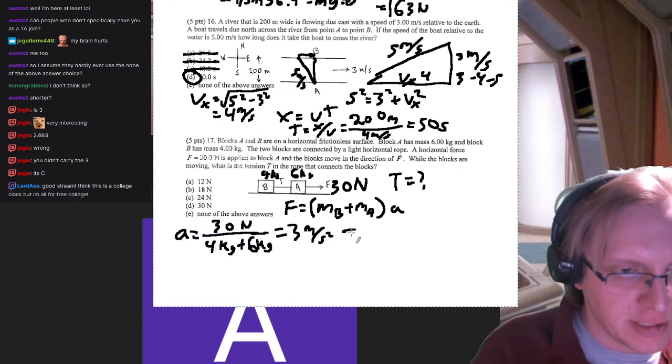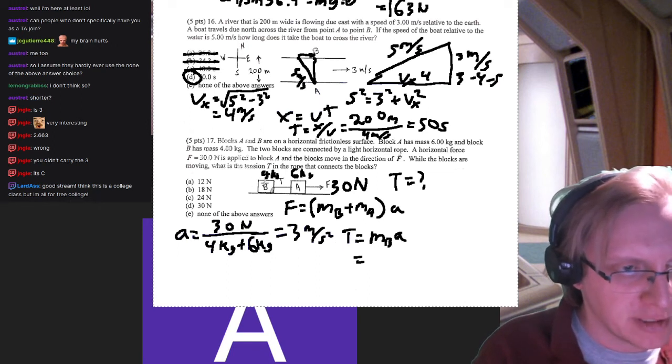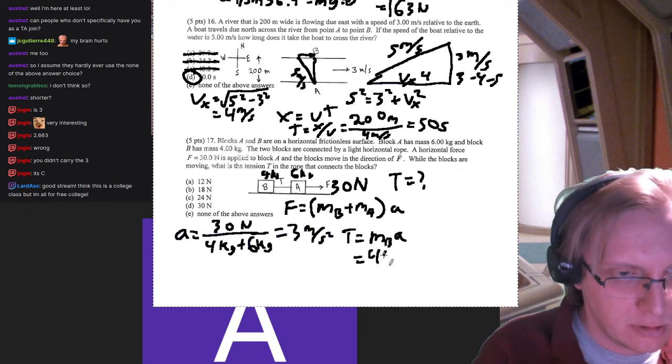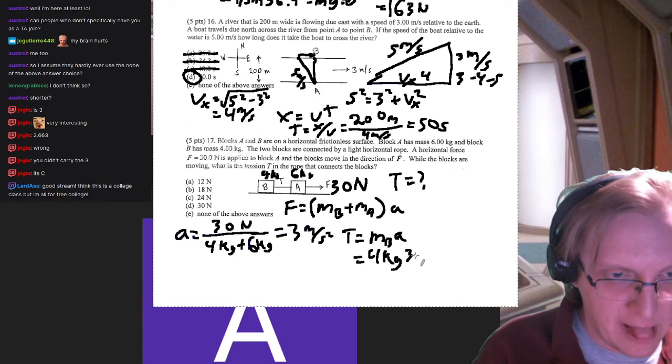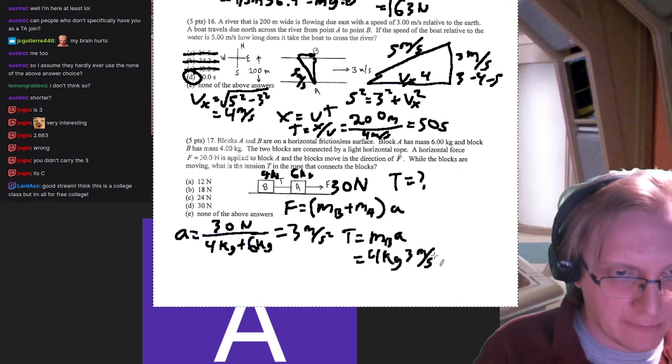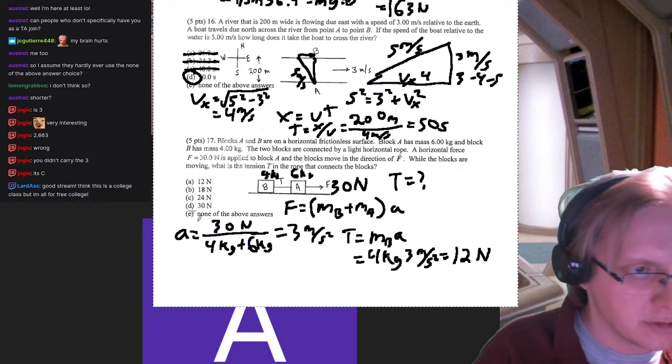So now we need to know the tension. That has to be just the mass of B times the acceleration. And the acceleration we have, and the mass we have, so that's 4 kilos times the acceleration, 3 meters per second squared. 12 newtons.